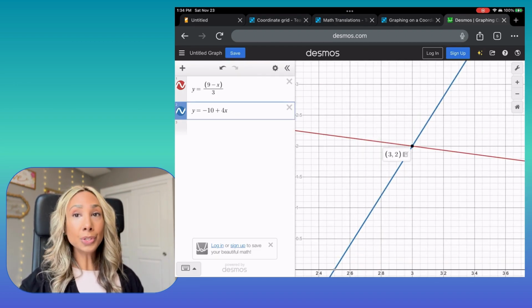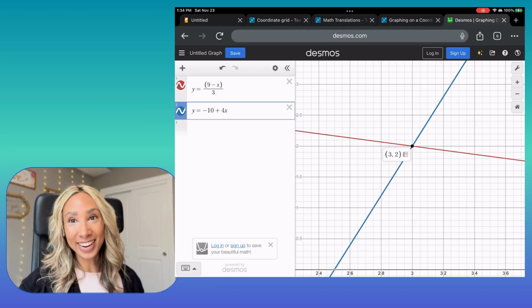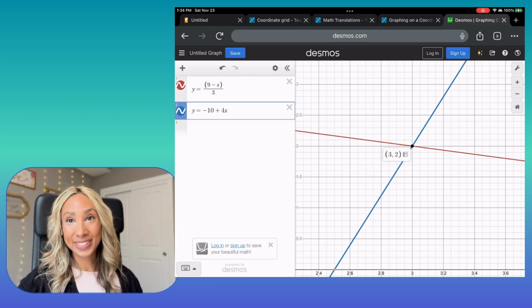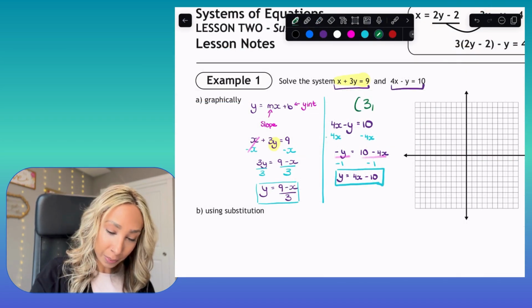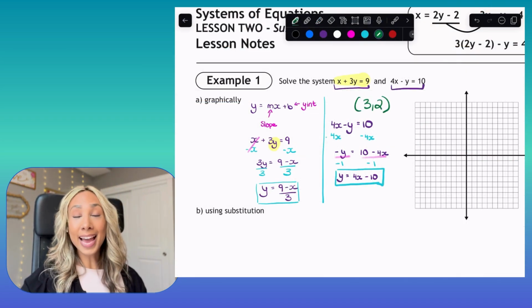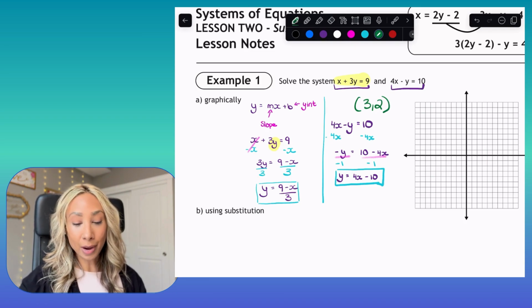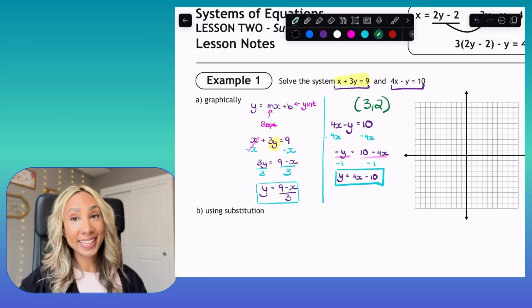So our solution using a graph tells us that the two lines intersect each other at 3 and 2. So that means our solution is 3 and 2. Now, if everything is done correctly, we're going to solve it using substitution, and it should be the exact same answer.